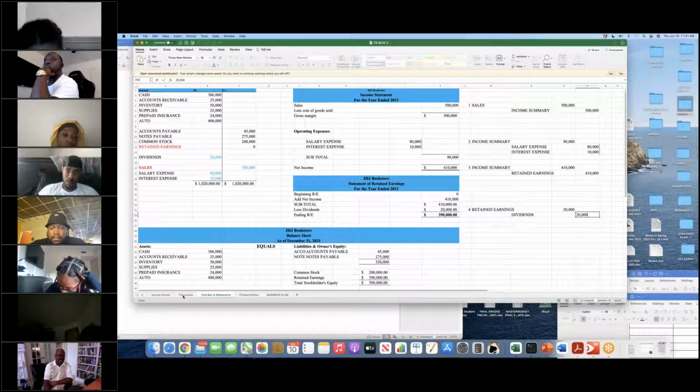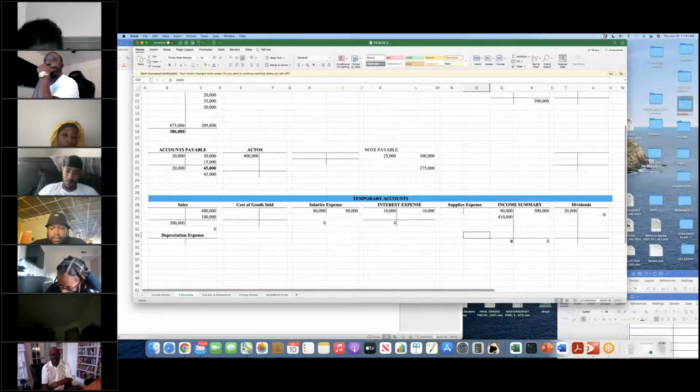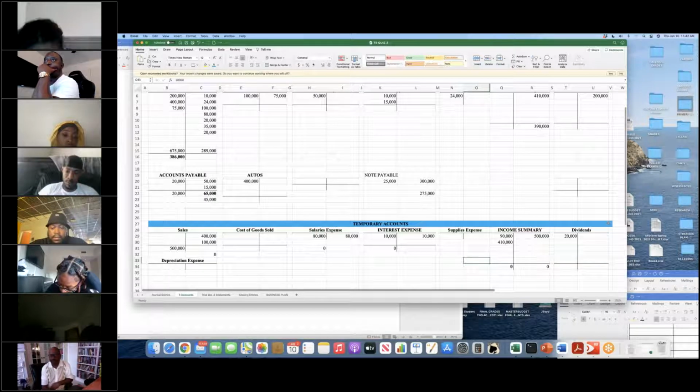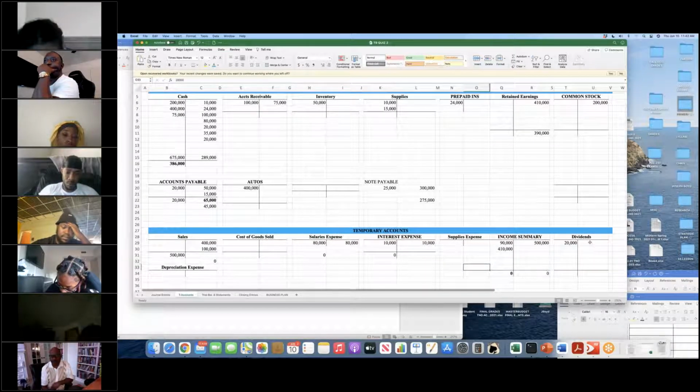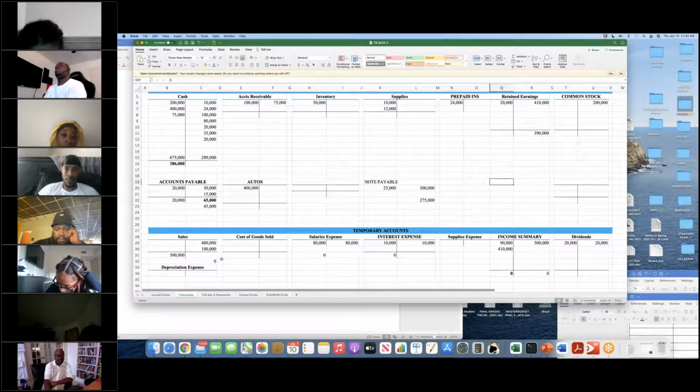So we go back in here to our T accounts. So now we're going to credit dividends for $20,000. We're going to debit retained earnings for $20,000. Once that's done, all the temporary accounts are closed. We create income summary because we only want to see one number in retained earnings, 410. We don't want to see all of this information here because that's an important determinant of how a company is doing.